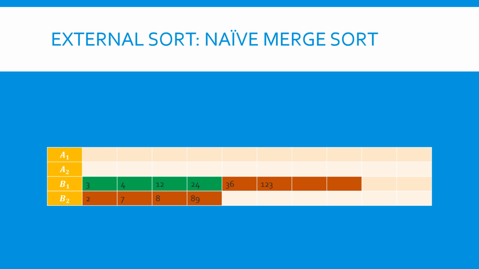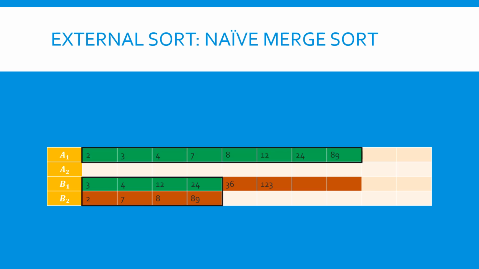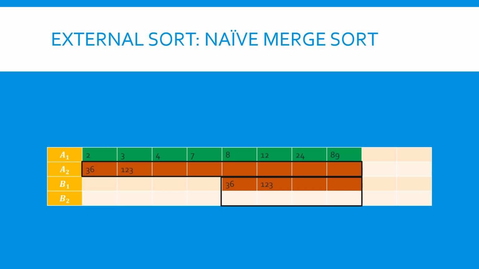We will switch the roles of A1, A2 and B1, B2 and begin to combine the sorted blocks written in B1 and B2. We repeat the same process. We first take the first blocks in B1 and B2 and combine them into a single sorted list and write to A1. We then take care of the second blocks in B1 and B2 and write the output to A2.